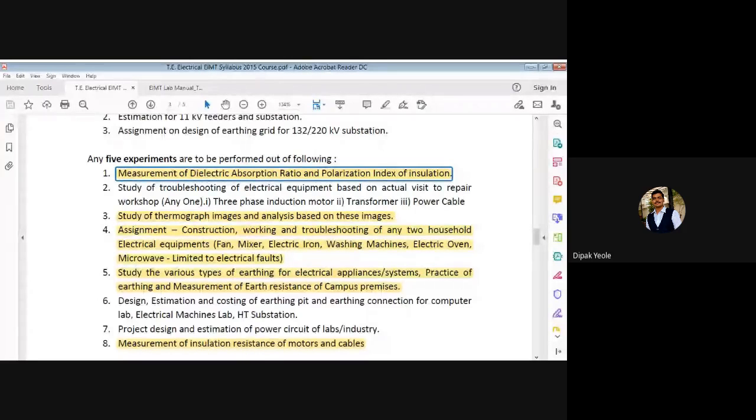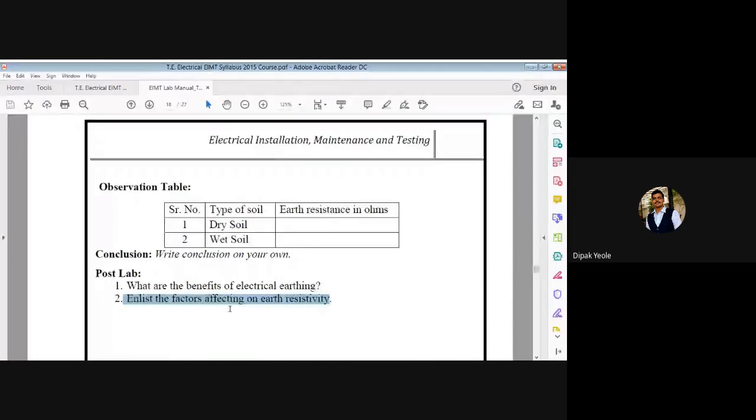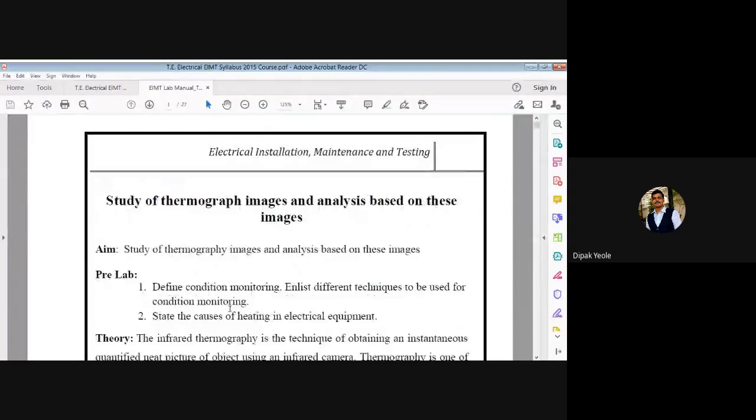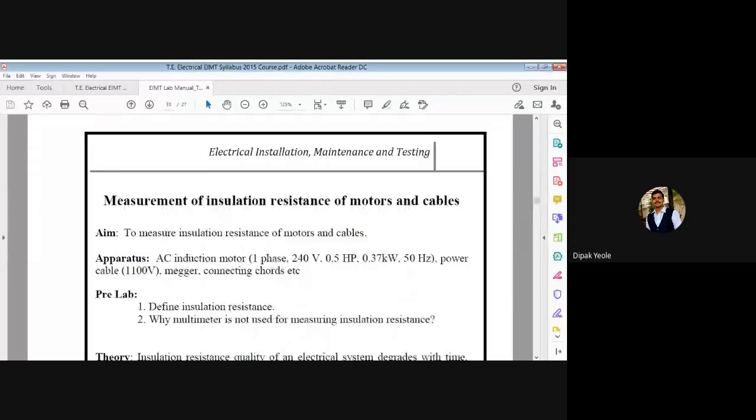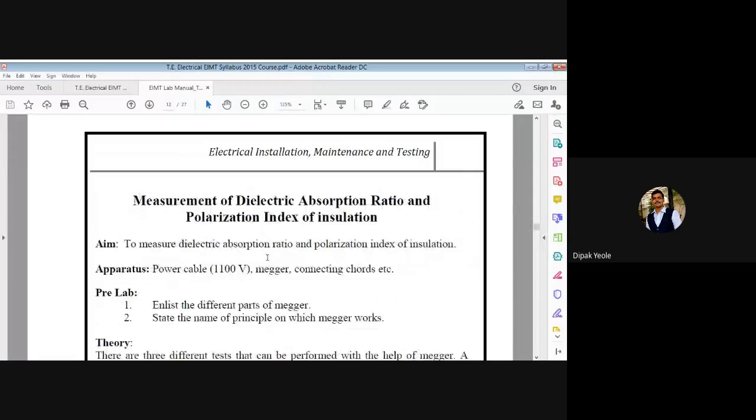Okay, so we will start with the measurement of dielectric absorption ratio and polarization index of insulation. So this is the measurement of insulation resistance, and this is the measurement of dielectric absorption ratio and polarization index.